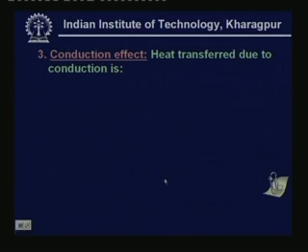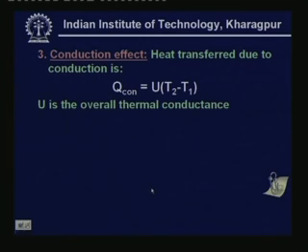The third effect is known as the conduction effect. When you are maintaining the junctions at two different temperatures, heat conduction takes place along the material, and this heat transfer rate is given by Q_conduction equal to U into T2 minus T1, where U is the overall thermal conductance and T2 minus T1 is the temperature difference.